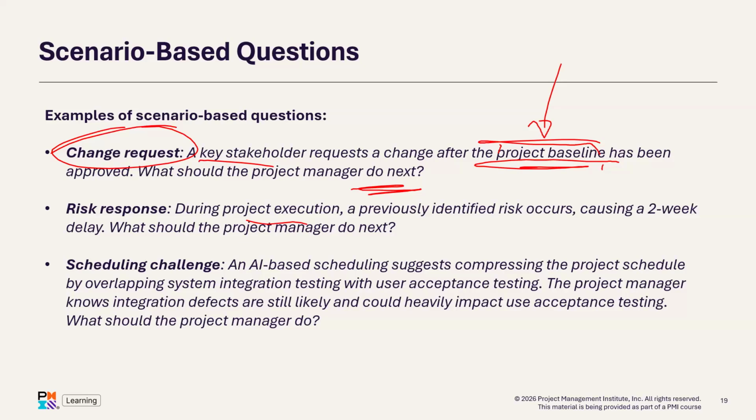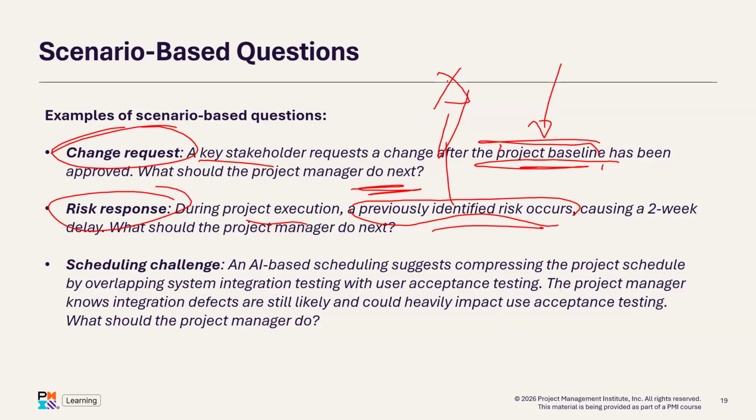During project execution, a previously identified risk occurs, causing a 2 weeks delay. What should the project manager do next? Again, risk response, right? We will come to some of these concepts as we go along. During project execution, if the risk was identified, then that risk has a risk response. So we have to go to the risk register and identify the risk response developed for that identified risk.